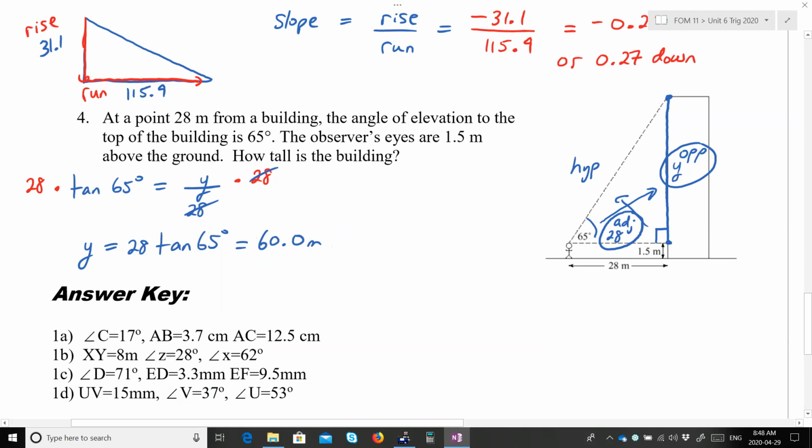meters. And then we can say, therefore, the height of the building is the whole thing, from the top all the way to the ground. Let's call that h. H is equal to the 60.0 meters plus that extra 1.5 meters at the bottom. So 61.5 meters.